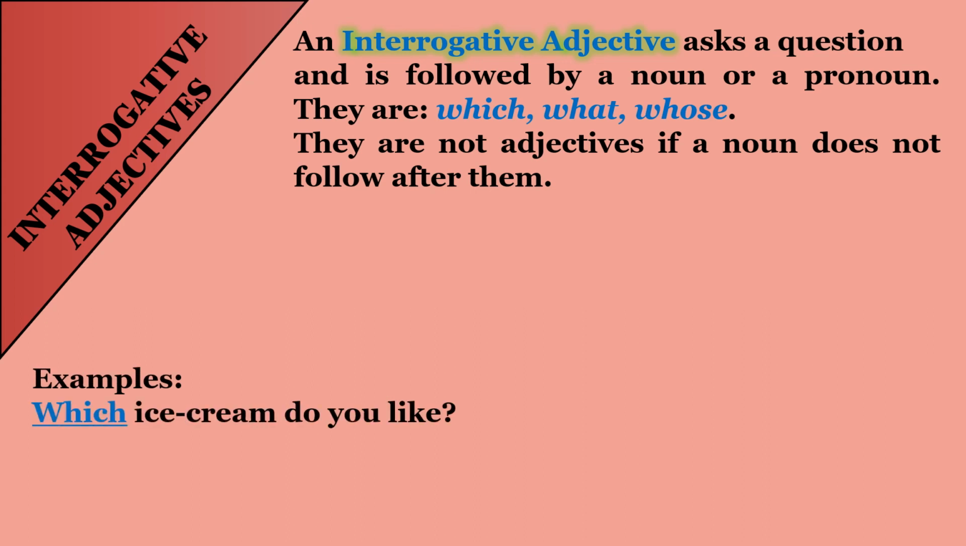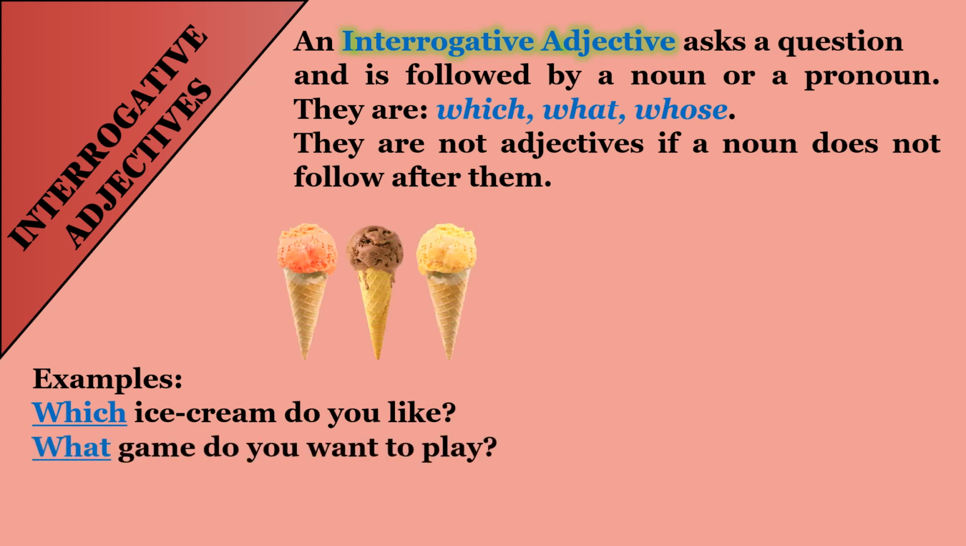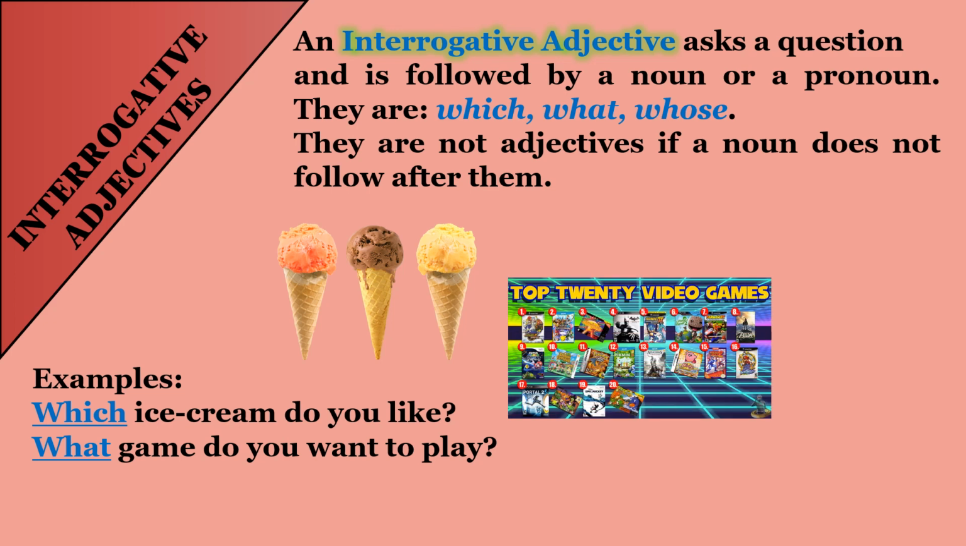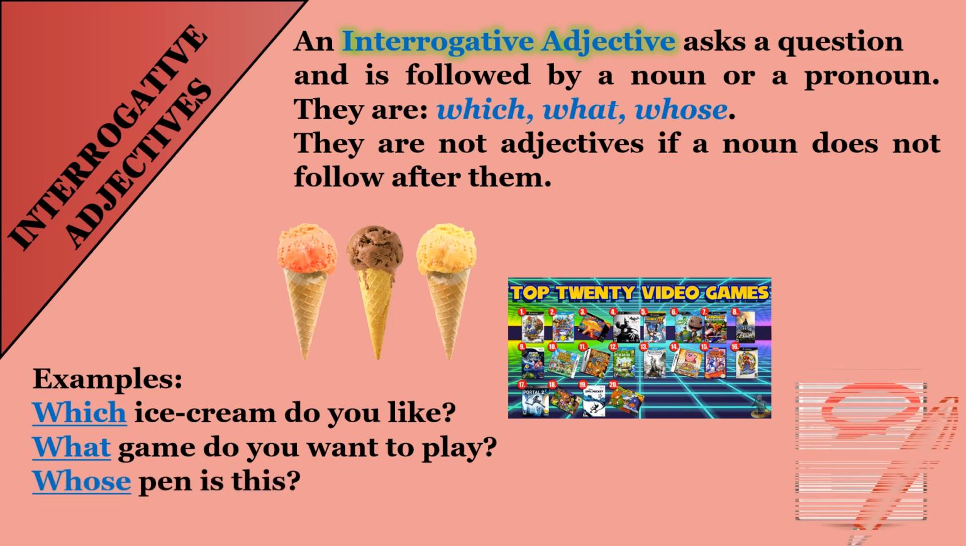Which ice cream do you like? Now which is an interrogative adjective because it is followed by ice cream. Okay, so it's asking, which ice cream. So it's now a particular type of ice cream. Then, what game do you want to play? I don't want to play any game. I'm asking what game. So here, game is the noun. What becomes the interrogative adjective? And whose pen is this? Okay. So again, whose is the interrogative adjective.